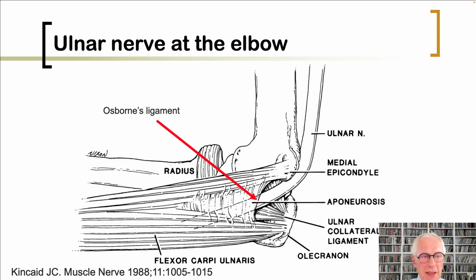If we look at the ulnar nerve closer at the elbow region, you see that the nerve comes behind the medial epicondyle and it goes underneath the aponeurosis of the flexor carpi ulnaris muscle. This aponeurosis is often called Osborn's ligament as well. And here it passes into the forearm.